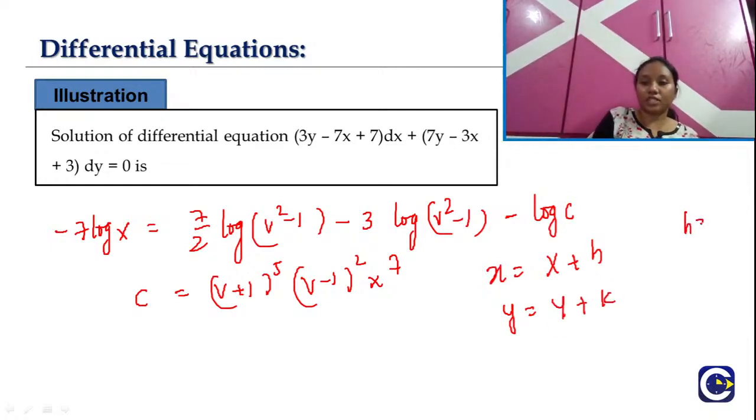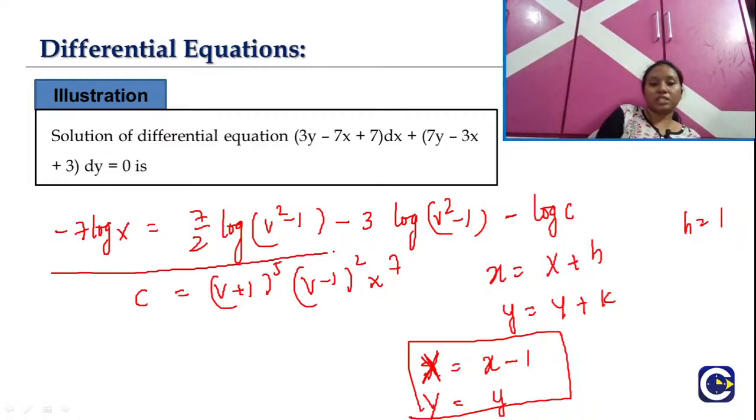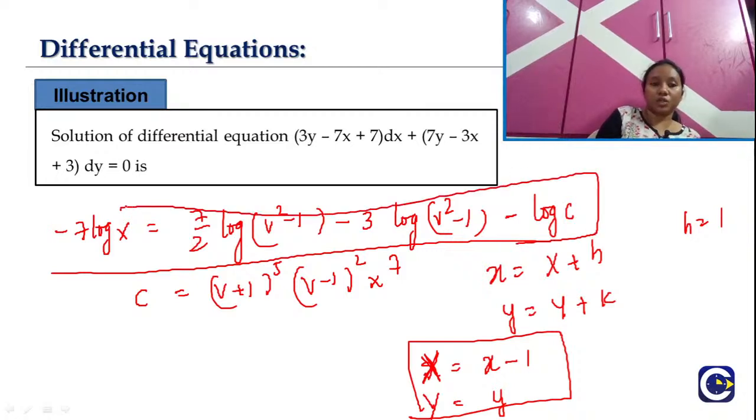So h value is equal to 1, that means in place of capital X we can substitute x minus h, that is x minus 1, and in place of capital Y we can substitute y minus k, where the k value is 0, so we can substitute y. So this will be our final substitution. So far you can just leave it in this format, and if the question further asks, you can go by your conversion.